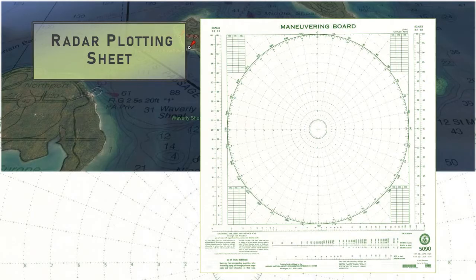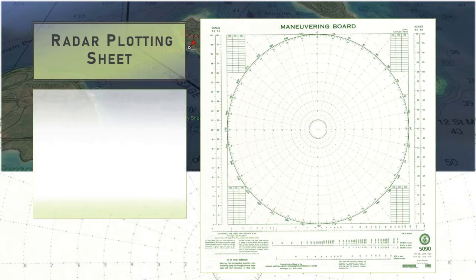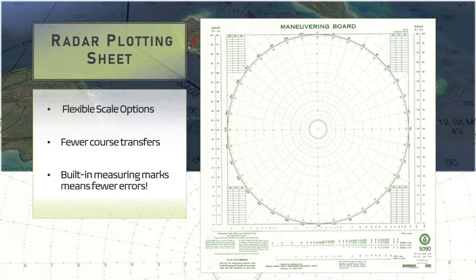Why radar plotting sheets? Well, for one, you get a smaller and adjustable scale. You have scale options to work with. This helps you avoid trying to work with a thin sliver of a triangle on your chart, and it reduces the number of overall moves. That's your line transfers and your measurement transfers that you need to make.